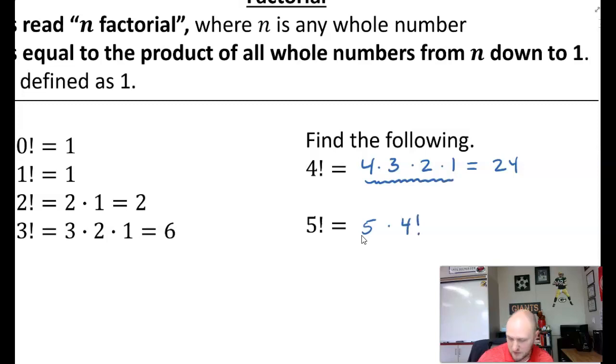So another way to write that would be 5 times 4 factorial, which gives us 120.